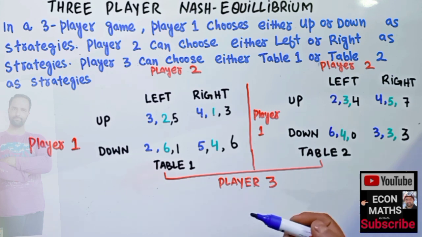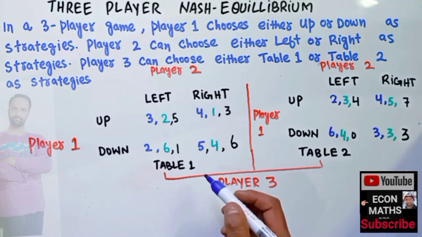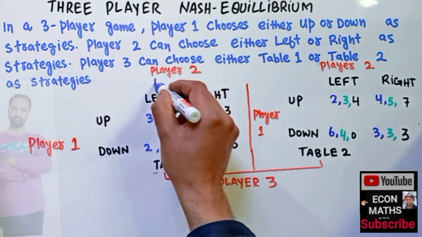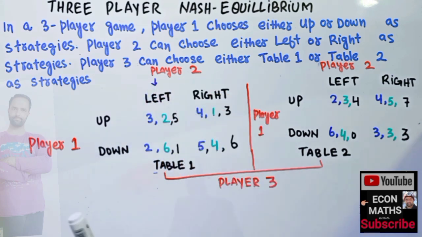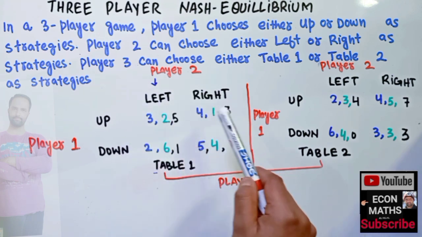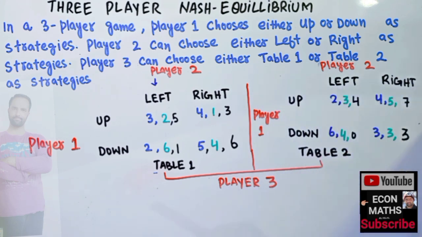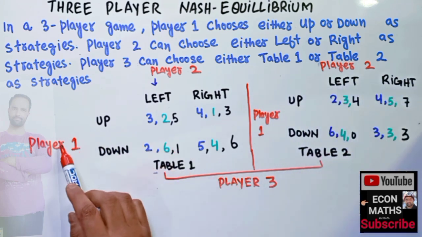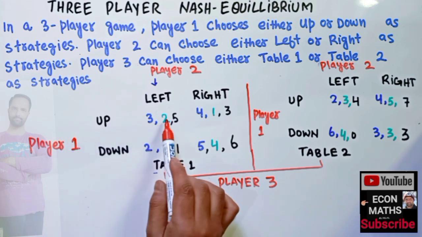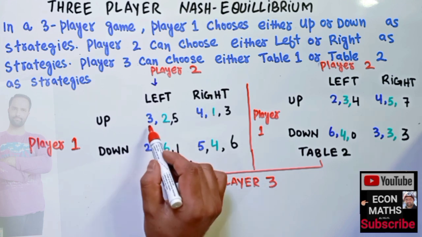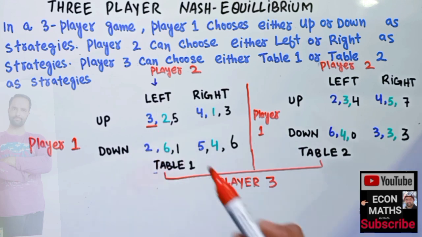Let us take the first profile: suppose player 3 chooses table 1, and player 2 chooses left. Then what are the options for player 1? Player 3 is choosing this table, player 2 is choosing left, so we have nothing to do with this second table here. Player 1 has the option either to go up or down. Up gives him 3 as payoff, down gives him 2. Obviously he will choose 3, as 3 is greater than 2.